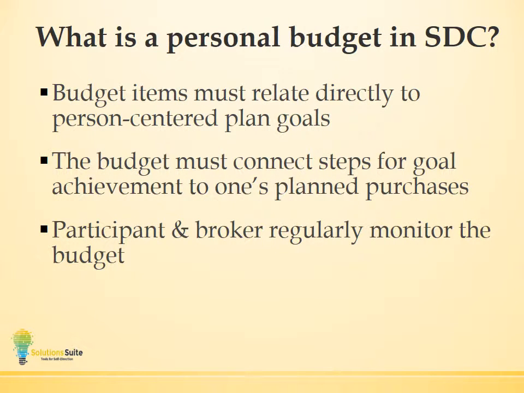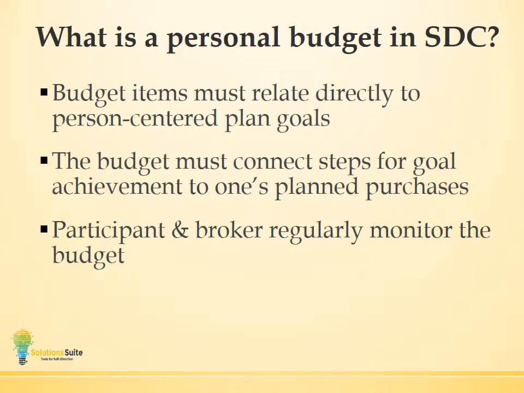Many people are curious about the personal budget in SDC because it's an unusual feature of the model. Like a budget you and I might make for reaching a life goal, there's a line item for each purchase with a dollar amount attached. In SDC, budget items must relate directly to person-centered plan goals by connecting the steps for goal achievement to the planned purchases. For example, in order to purchase walking shoes, a participant must have a clearly articulated goal related to the shoes, such as improving their physical health.